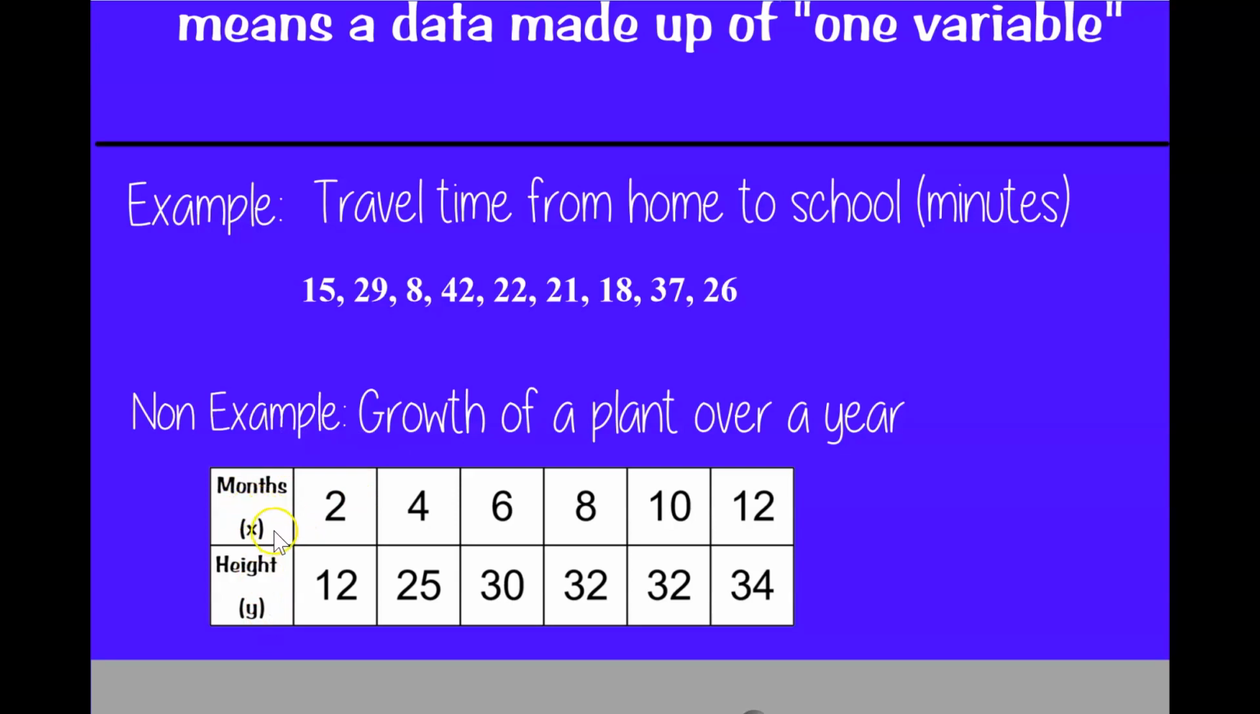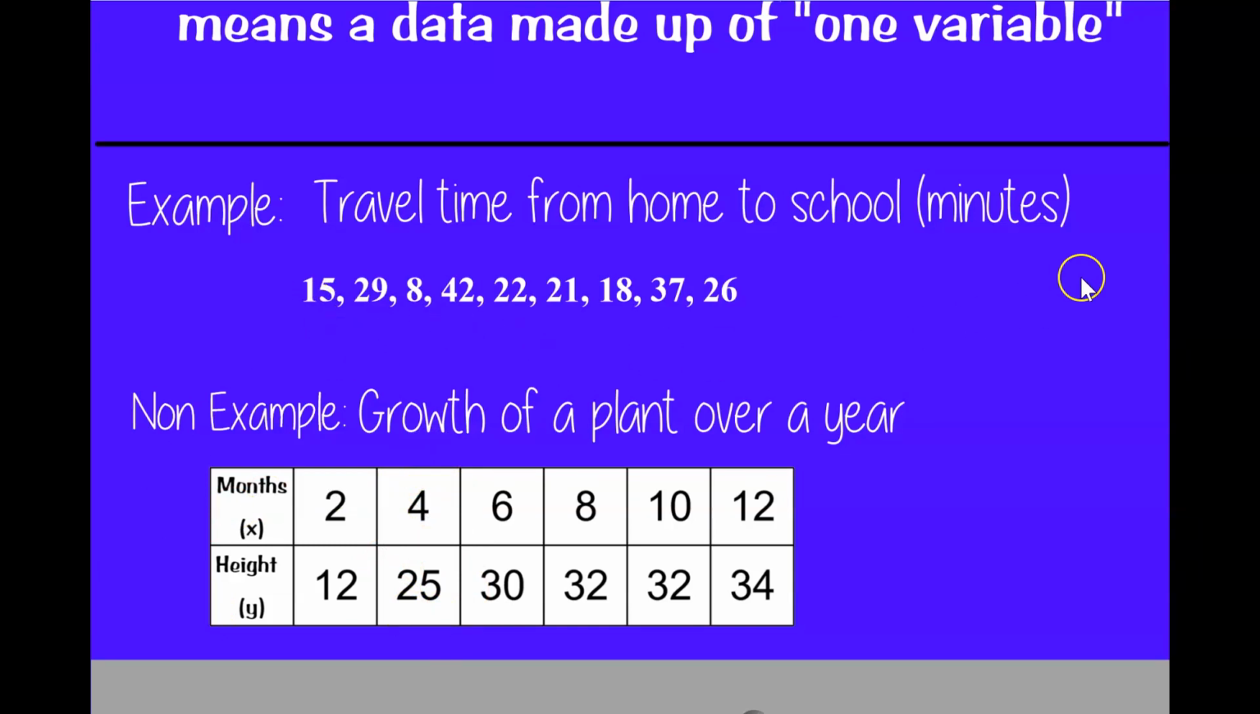So it's bivariate data, and it's talking about, okay, at month 2, the plant was 12 inches tall. At month 4, the plant was 25 inches tall, right? So that's comparing two different numbers in a single moment in time.